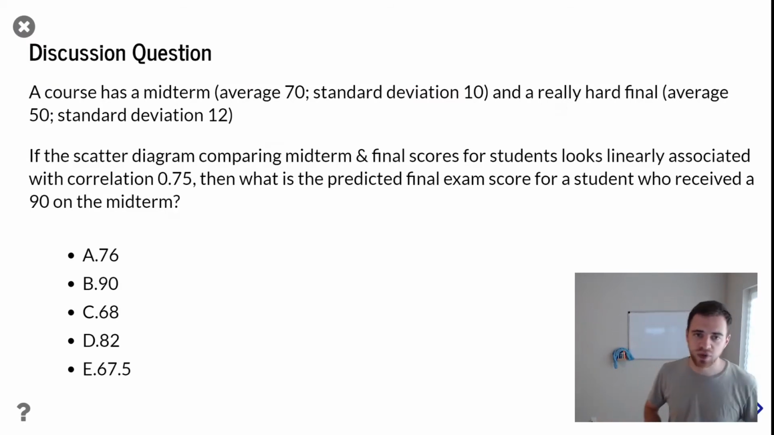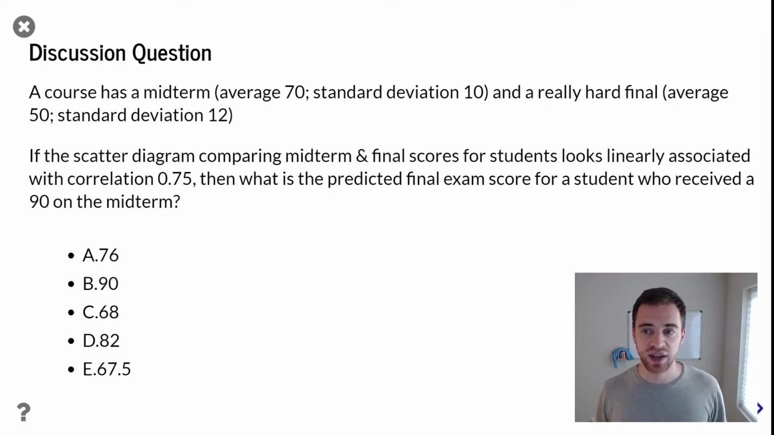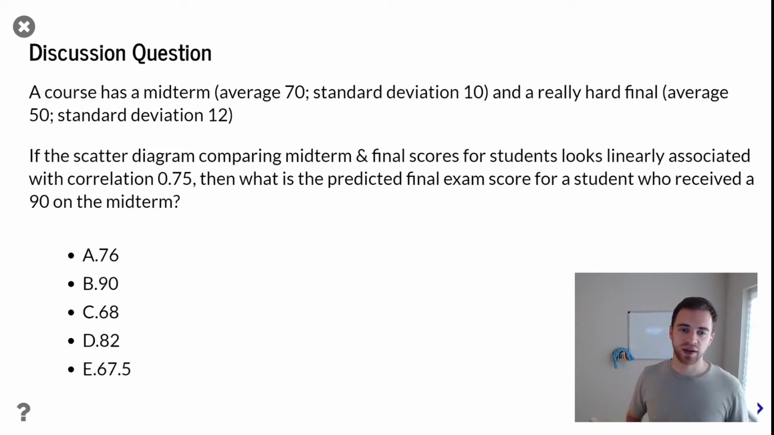Okay, time for a discussion question. A course has a midterm whose average is 70 and standard deviation is 10, and a really hard final exam. The average is 50, standard deviation is 12. Hopefully not this class, right? If the scatter plot comparing the midterm and final scores for students looks linearly associated and has a correlation coefficient of 0.75, then what's the predicted final exam score for a student who received a 90 on the midterm? I'll let you calculate this for a second, and I'll let you pause, and we'll come back to it.